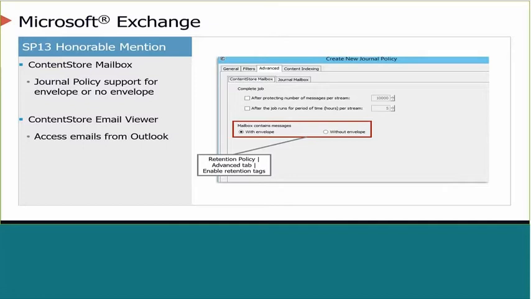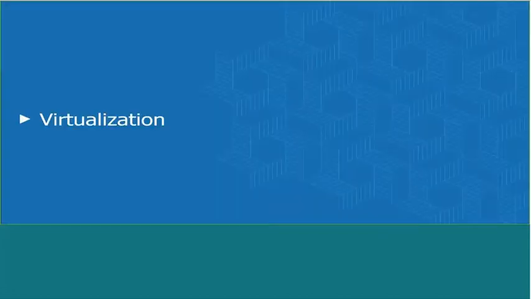And then the other feature that is kind of, I guess, noteworthy for Content Store is you can take an email or Outlook client, for example, and view the mail that has been ingested by Commvault and forward and reply to the messages directly from that email client. So pretty cool stuff there. Let's take a quick jump over to the virtualization segment here.